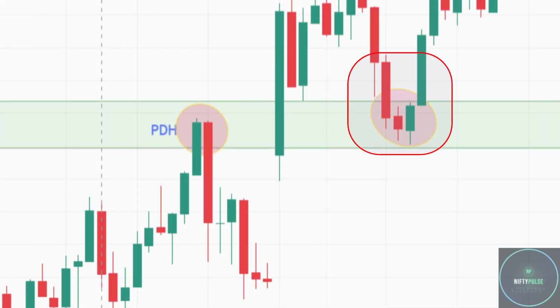Notice how the price doesn't just crash through the PDH. Look at these lower wicks. These are buying tails. They prove that the old resistance is now acting as a new floor.